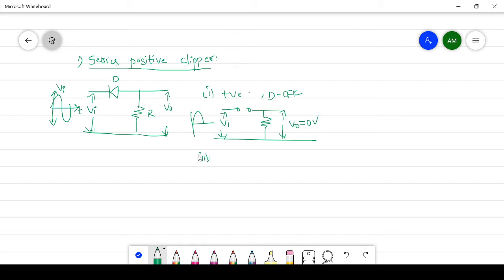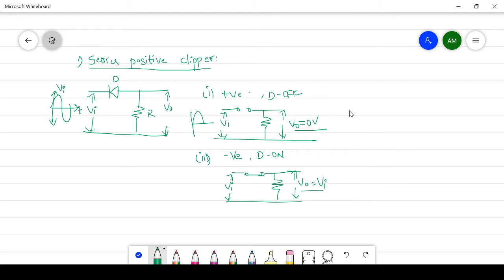Next, when we apply the negative half cycle, negative voltage is applied to the cathode terminal, and the diode is on because it is in forward bias. In forward bias it is conducting, so the diode acts as a short circuit. We get as output what we apply at the input, so Vo is equal to Vi. In these two conditions, we get two equations, which are called the transfer characteristic equations.